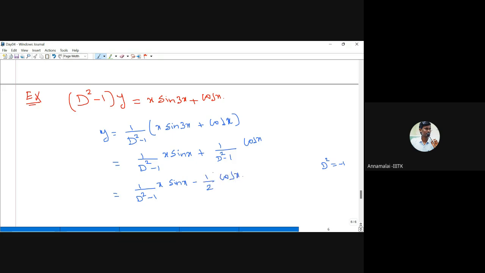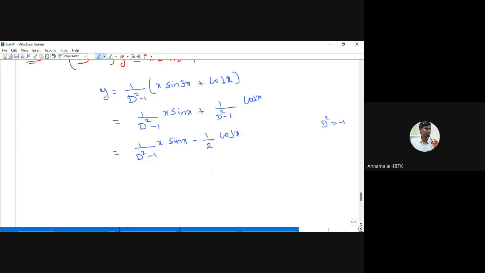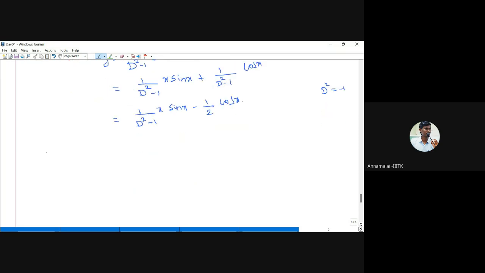Okay. Now, the only thing is we have to find this factor. Maybe I write separately. So, we have to find 1 by D square minus 1 into x sin x.